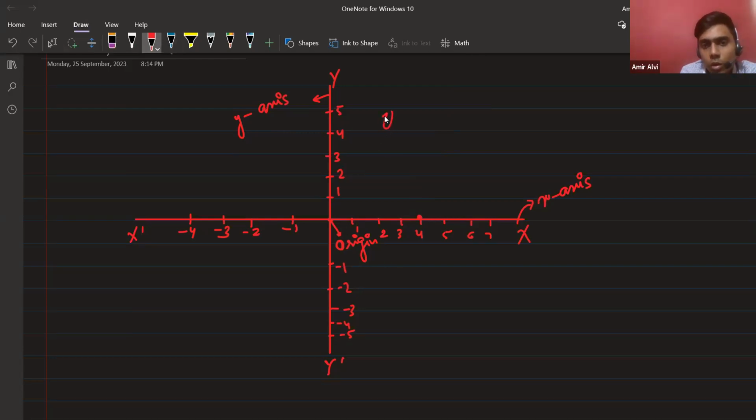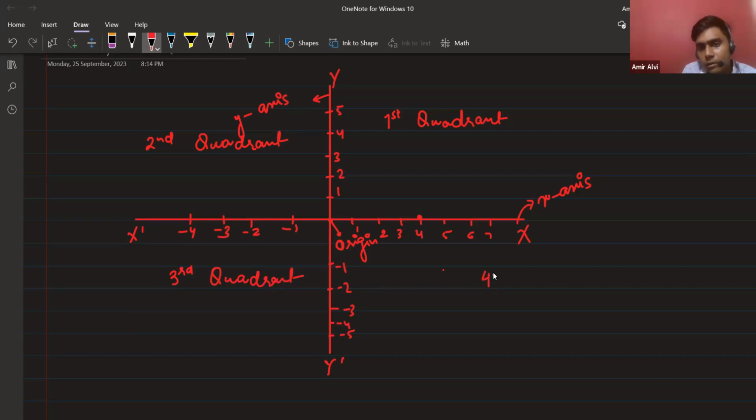So this is called the first quadrant. Okay, this is called the second quadrant. This is called the third quadrant. This is called the fourth quadrant. Is this clear, Simran? Yes or no? Is this clear? Yes or no?